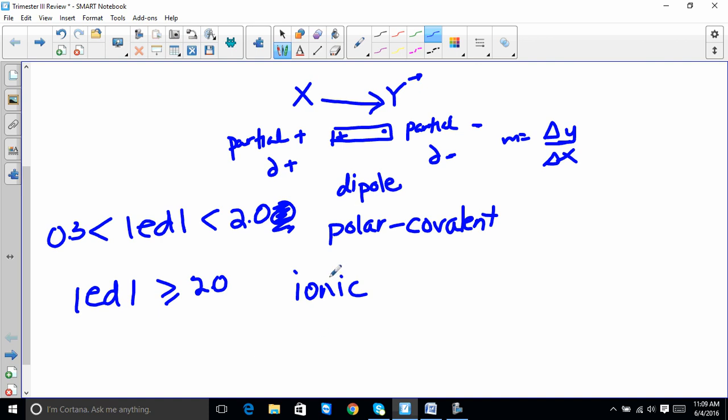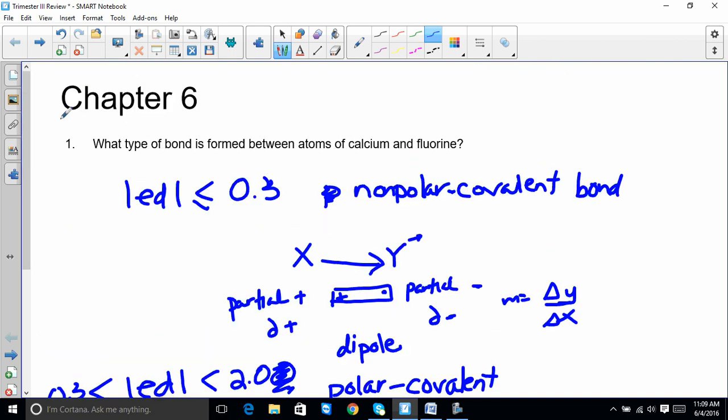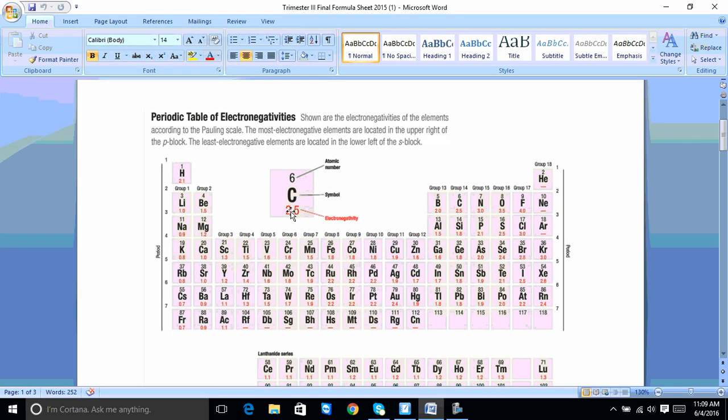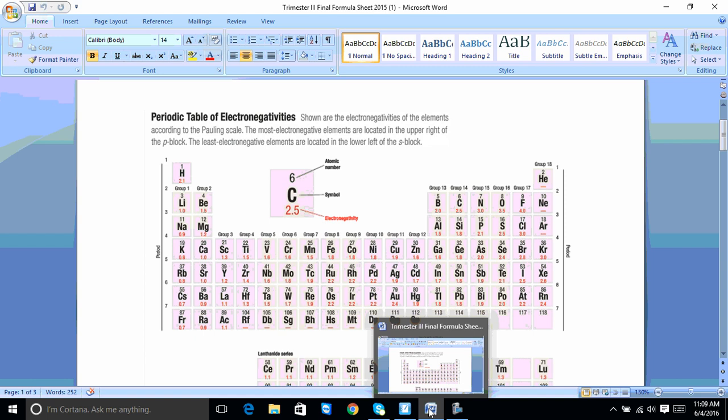Okay, so now that's a little backstory. If we go up to the actual problem: what type of bond is formed between atoms of calcium and fluorine? You have to go to your chart on the back. Fluorine has an electronegativity of 4.0. On your old chart it was 3.98, but for the sake of the final, we made this a little simpler. And then calcium is 1.0.